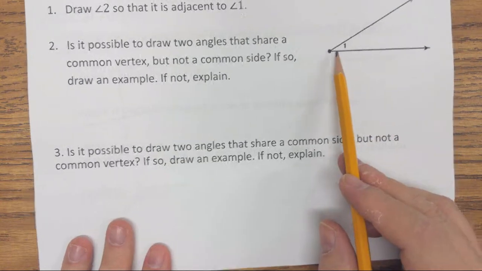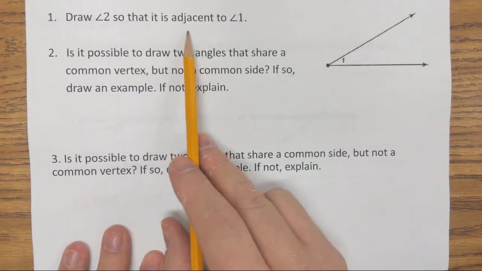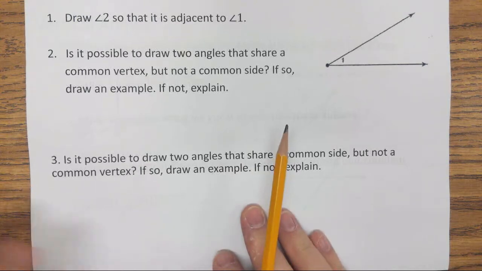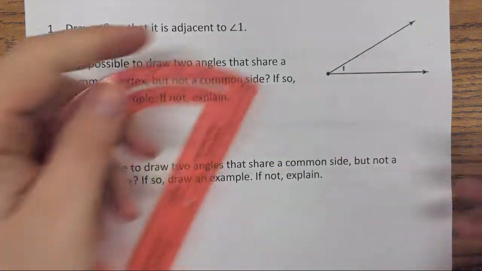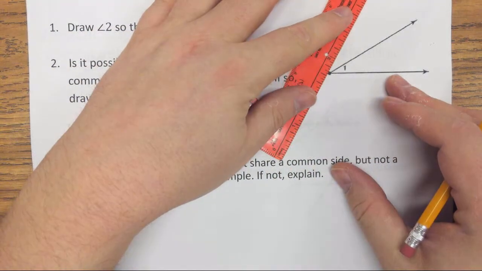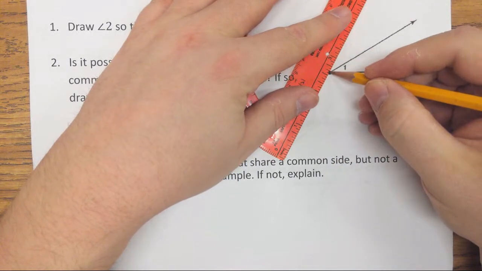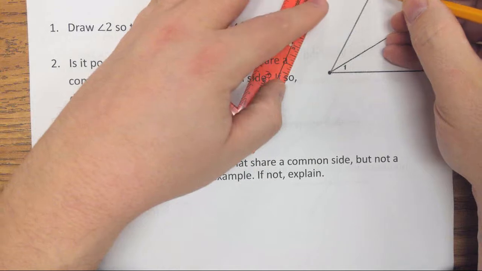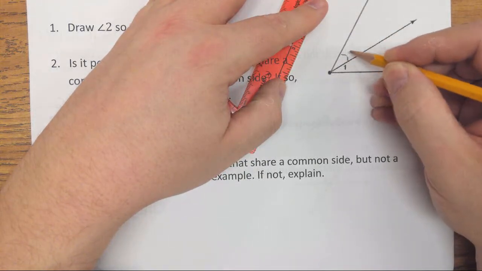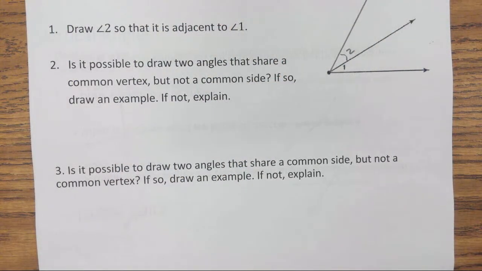Okay. Here, it says draw angle 2 so that it is adjacent to angle 1. This is really easy. Here's angle 1. I'm going to come over here, start the vertex, and I'm just going to draw a line. There we go. Here's angle 2, adjacent.